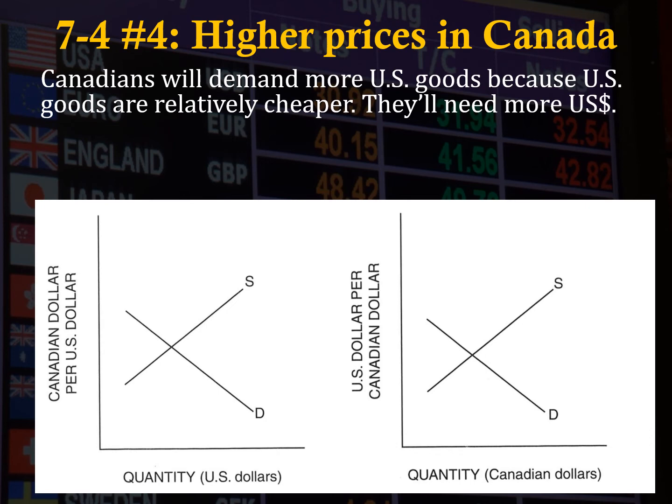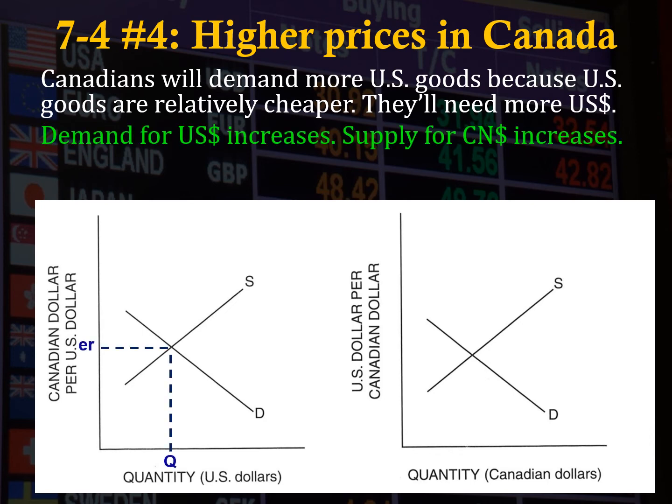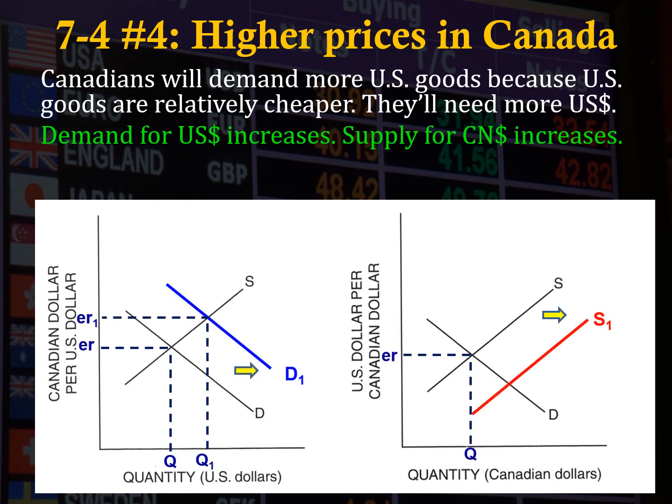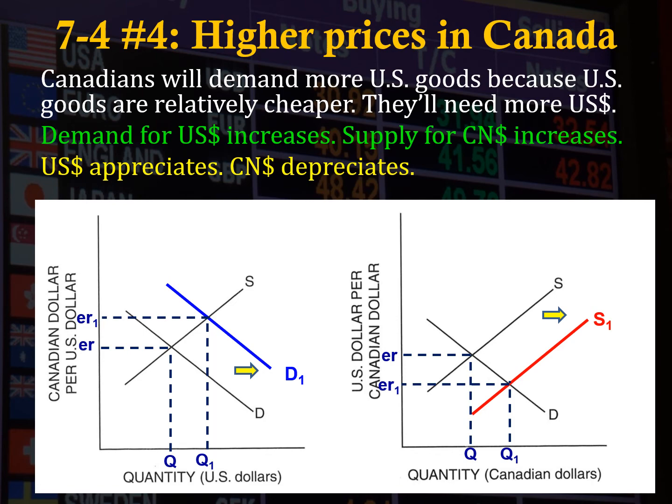Because the prices are now higher in Canada, Canadians are going to look towards American goods because now American goods are relatively cheaper. To get those American goods, they're going to need more American dollars. So that's going to increase the demand for the US dollar, strengthening the dollar. That'll increase the supply of the Canadian dollar to get those American dollars, weakening the Canadian dollar. So the US dollar appreciates, the Canadian dollar depreciates.